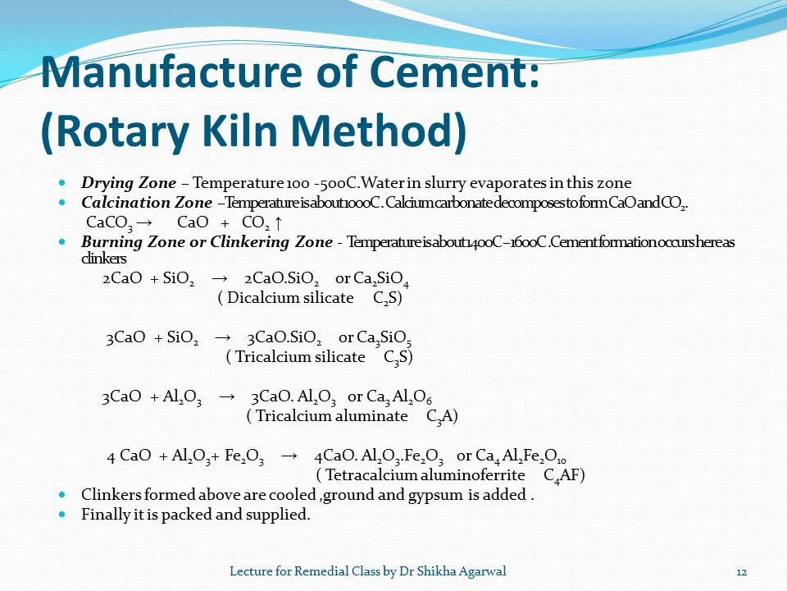Now the mixture of these 4 substances, C2S, C3S, C3A, C4AF, is in the form of clinkers, small granules or particles of nearly 0.5 inches or 0.5 mm size, and that is why this region is called the clinkering zone. These clinkers are very hot, so they are cooled. After cooling, they are ground into a powder, and then gypsum is added. After adding 3 to 5% gypsum, it is finally packed and supplied.